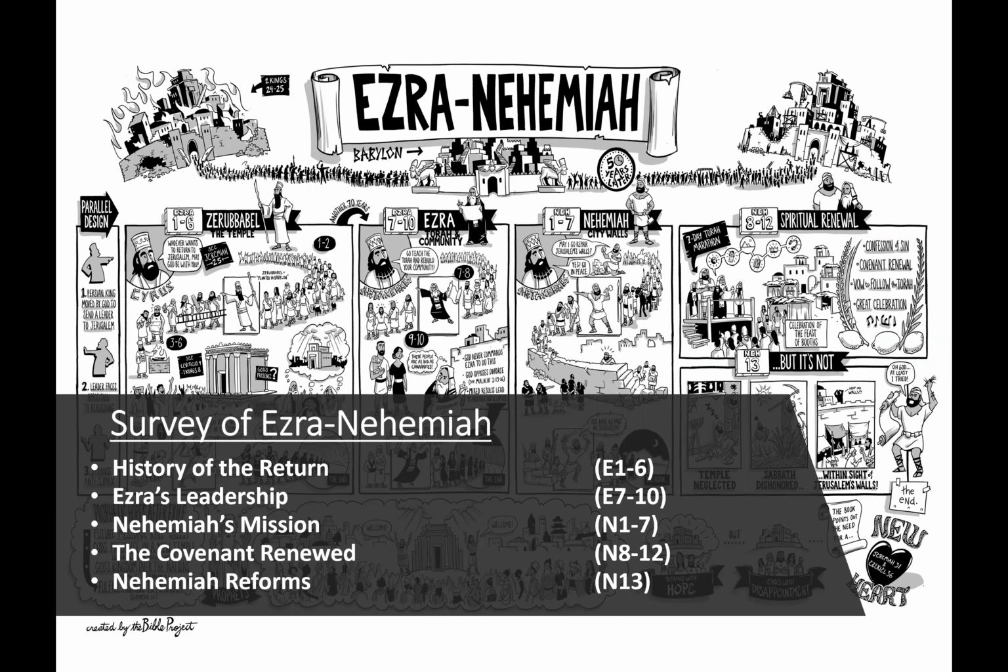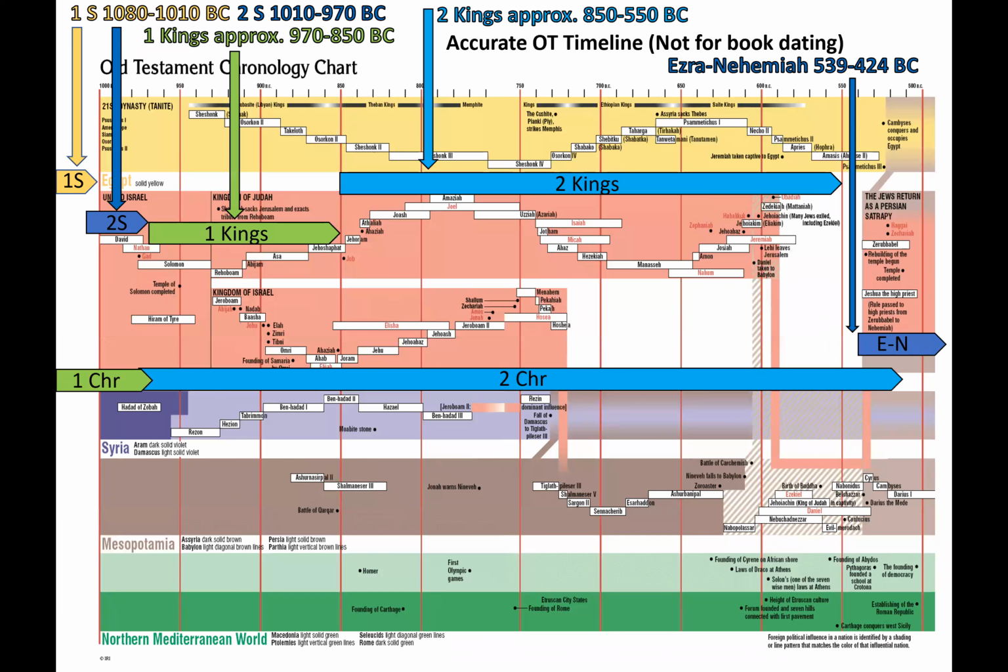So we've broken up Ezra and Nehemiah into 5 sections. Here's where we are on the timeline. This is the timeline that we've been using as we've gone through the historical books, and we're getting to the end of this timeline here. So you can see that Ezra and Nehemiah covers approximately from 539 BC to 430-ish, 424 BC.